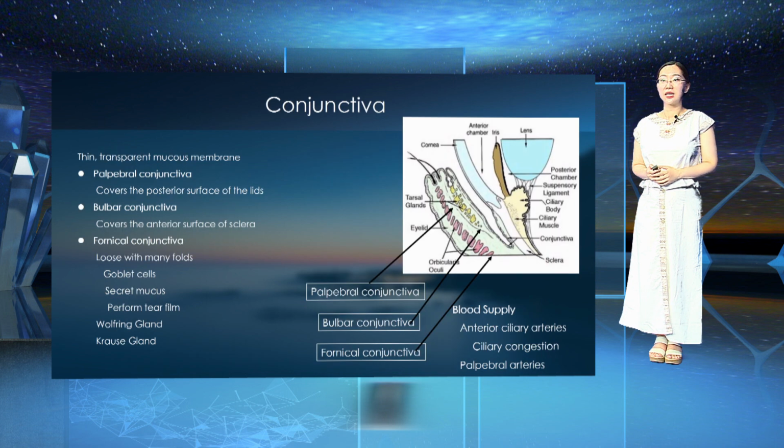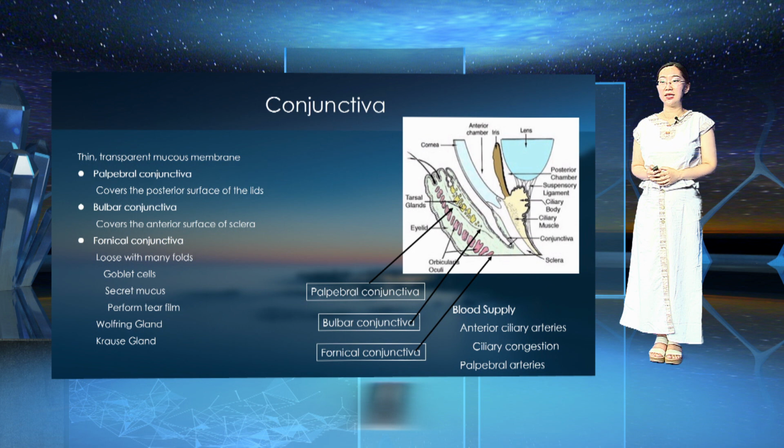The conjunctiva is a thin, transparent mucous membrane. The palpebral conjunctiva covers the posterior surface of the lids and is firmly adherent to the tarsus. The bulbar conjunctiva covers the anterior surface of the sclera and is loosely attached to the orbital septum. The fornical conjunctiva is loose with many folds, which is convenient for eye movement.